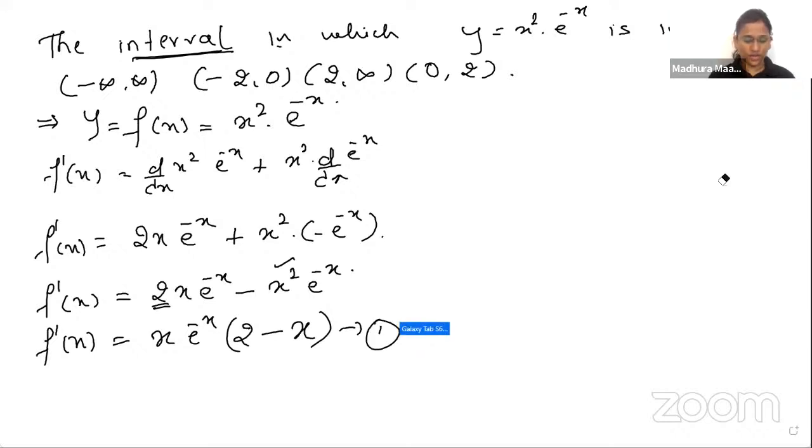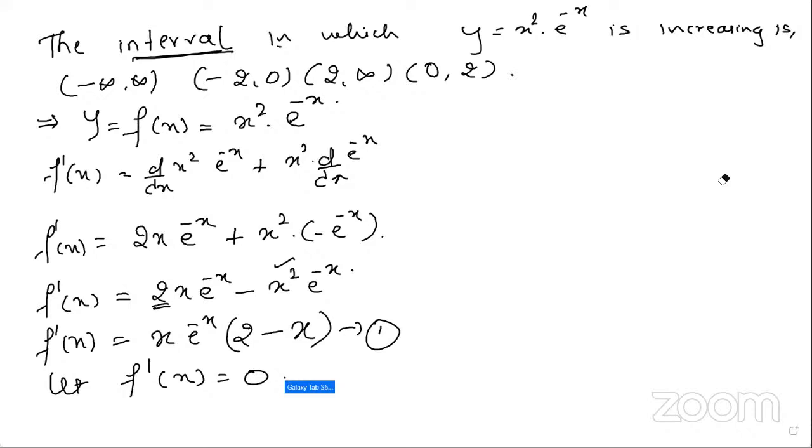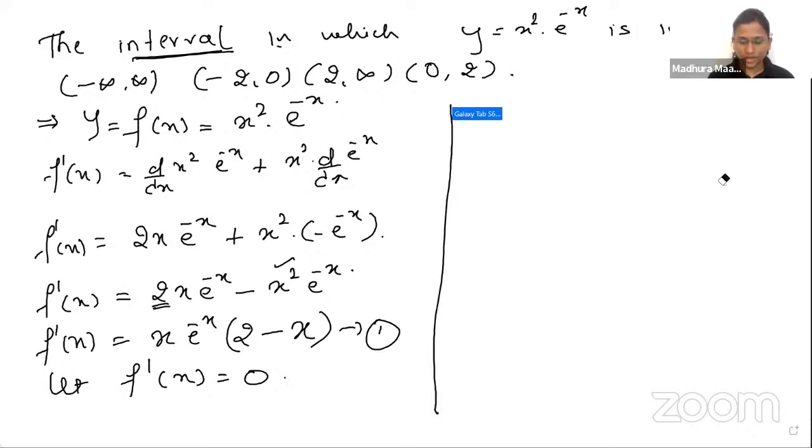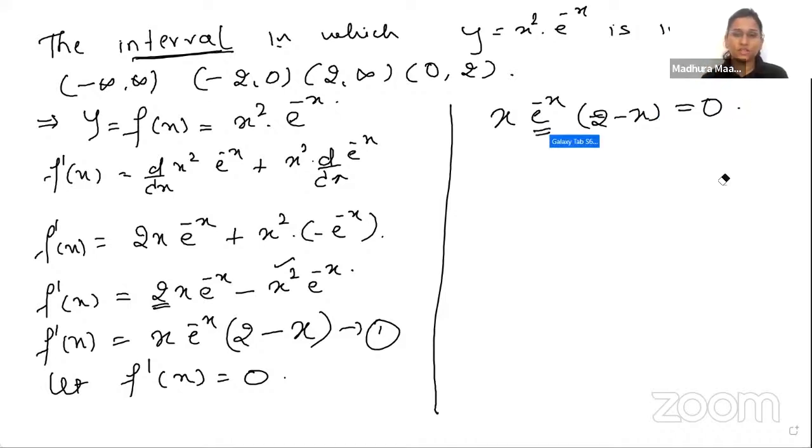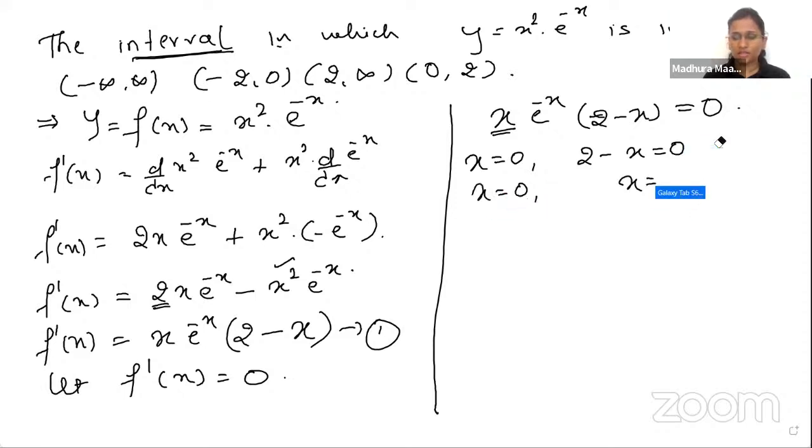This is equation 1. Now what I will assume, let f dash of x be 0. Okay, this is your f dash of x, correct? Yes ma'am. Now see here, this is an exponential function, correct? Yes ma'am. Exponential function is never 0. Remember that exponential function is never 0. So therefore, we got factors: either x is 0 or 2 minus x is 0, which means either x is 0 or x is 2.